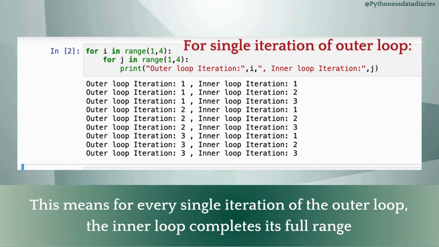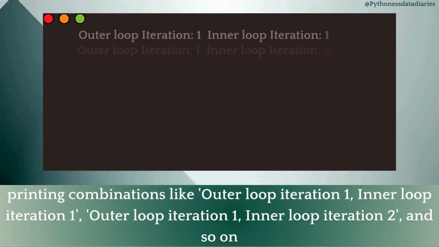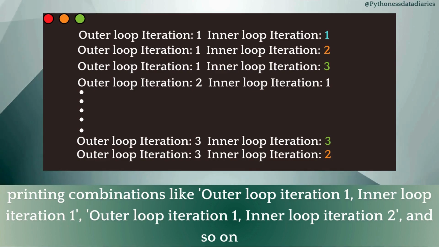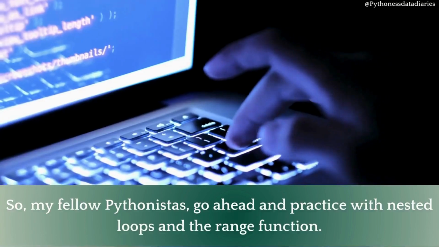This means for every single iteration of the outer loop, the inner loop completes its full range. Printing combinations like outer loop iteration 1, inner loop iteration 1, outer loop iteration 1, inner loop iteration 2. And so on, resulting in a total of 9 lines.